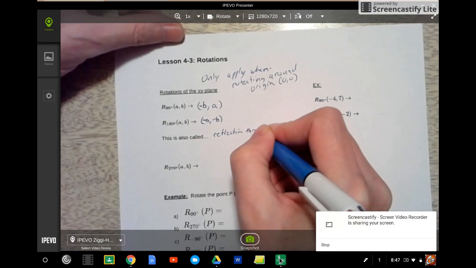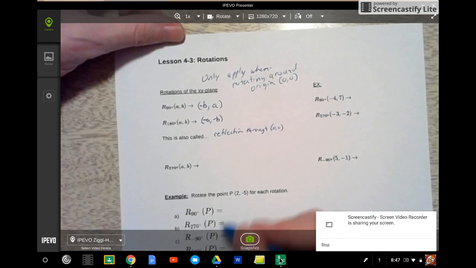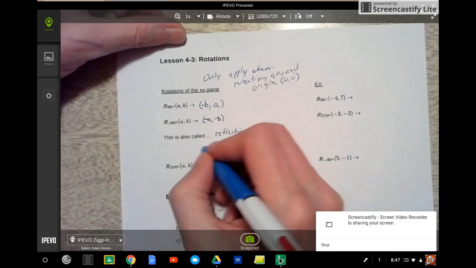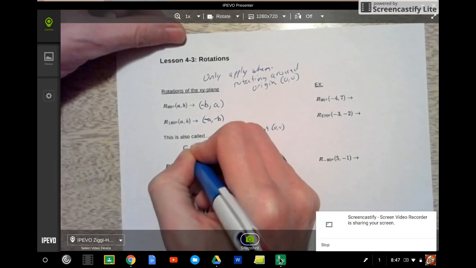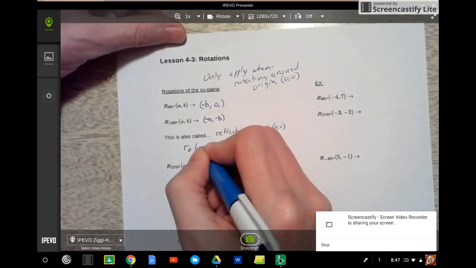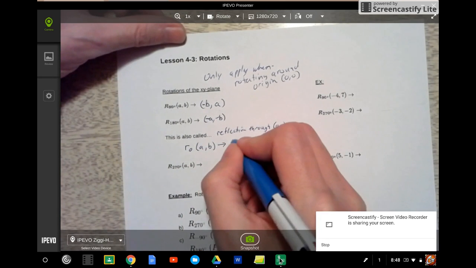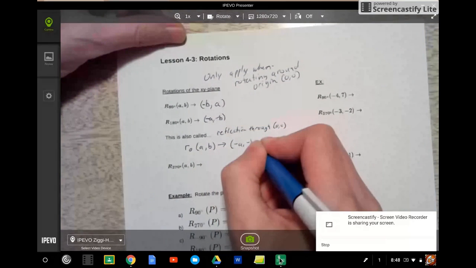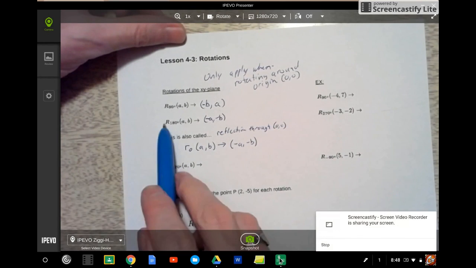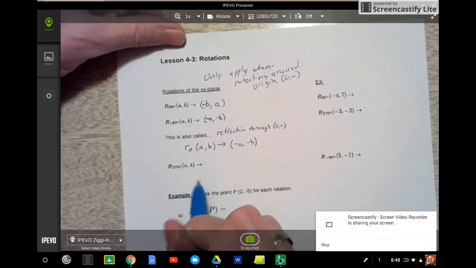through the origin. So you can actually reflect through a point. If they told you reflection through O, that's going to be a reflection through the origin of point (A, B). Well, that's going to give me the point (negative A, negative B). So these things are actually the same thing, and we can make that happen just about any time.